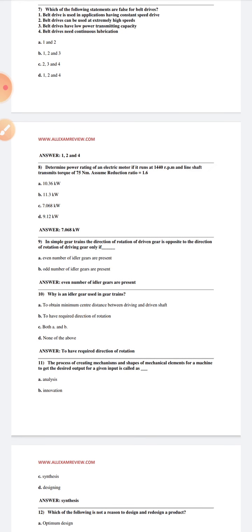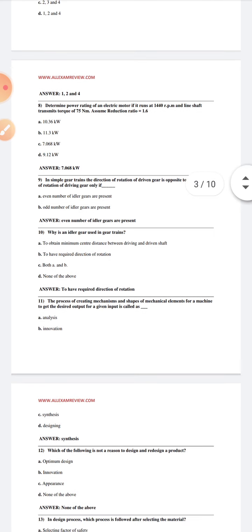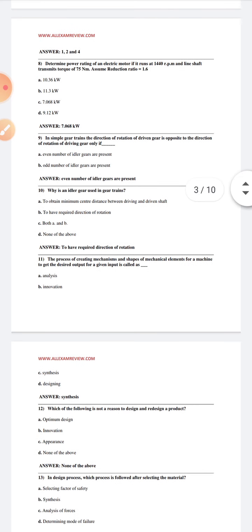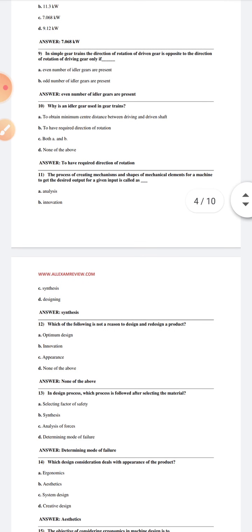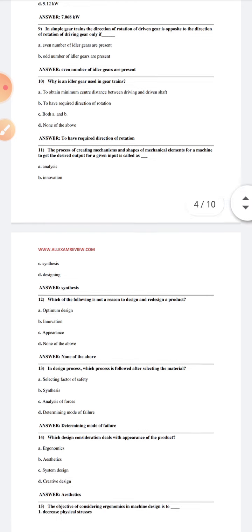In simple gear trains, the direction of rotation of the driven gear is opposite to the direction of rotation of the driving gear only if an even number of idler gears are present. Why is an idler gear used in gear trains? To have the required direction of rotation. The process of creating a mechanism and shape of mechanical elements for a machine to get the desired output for a given input is called synthesis.